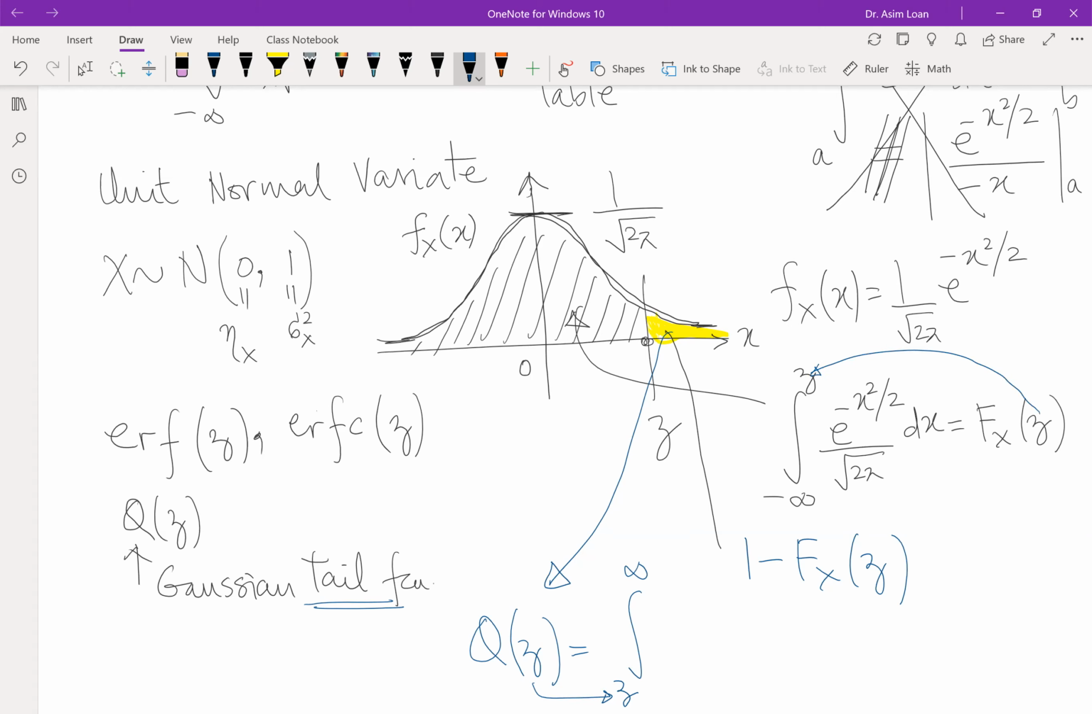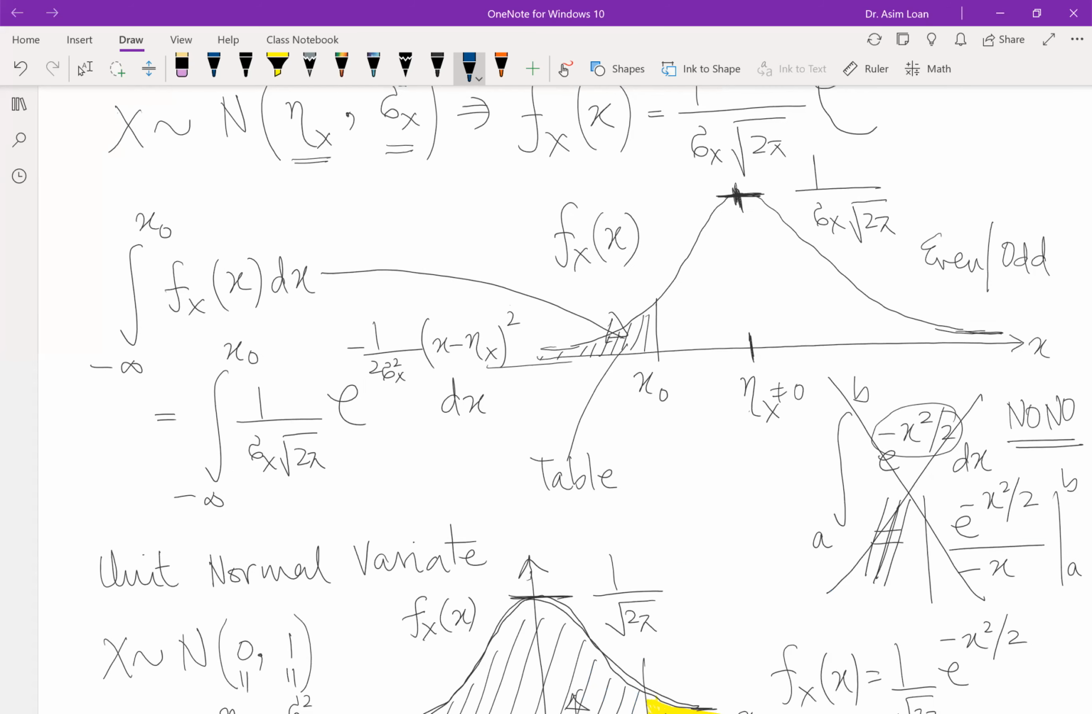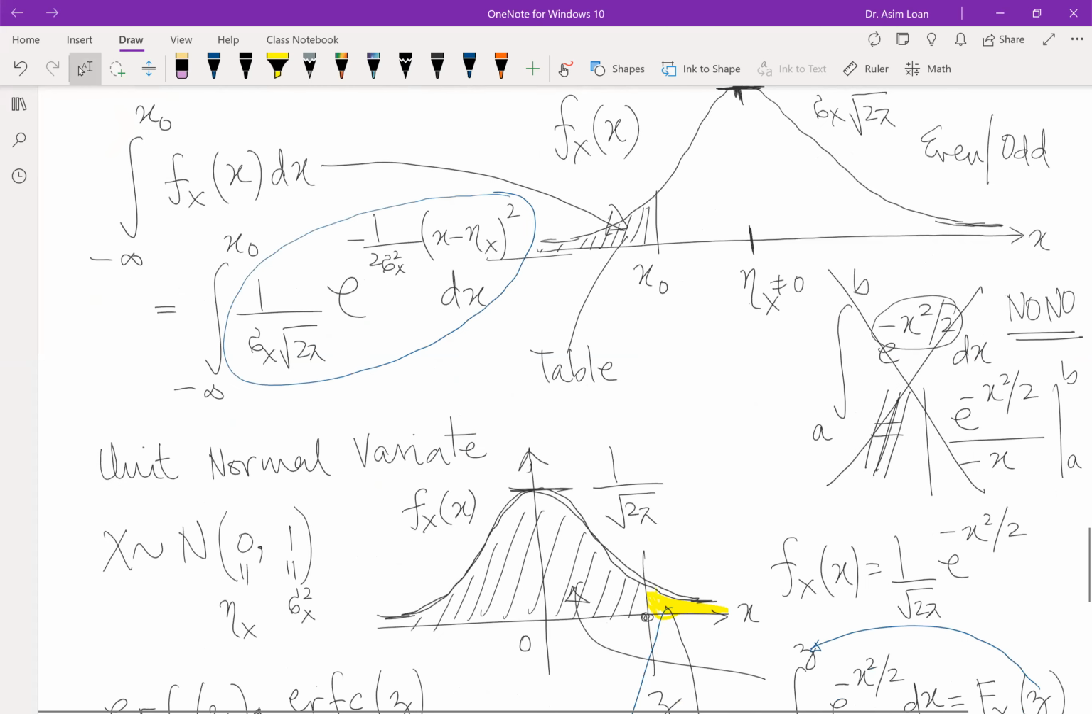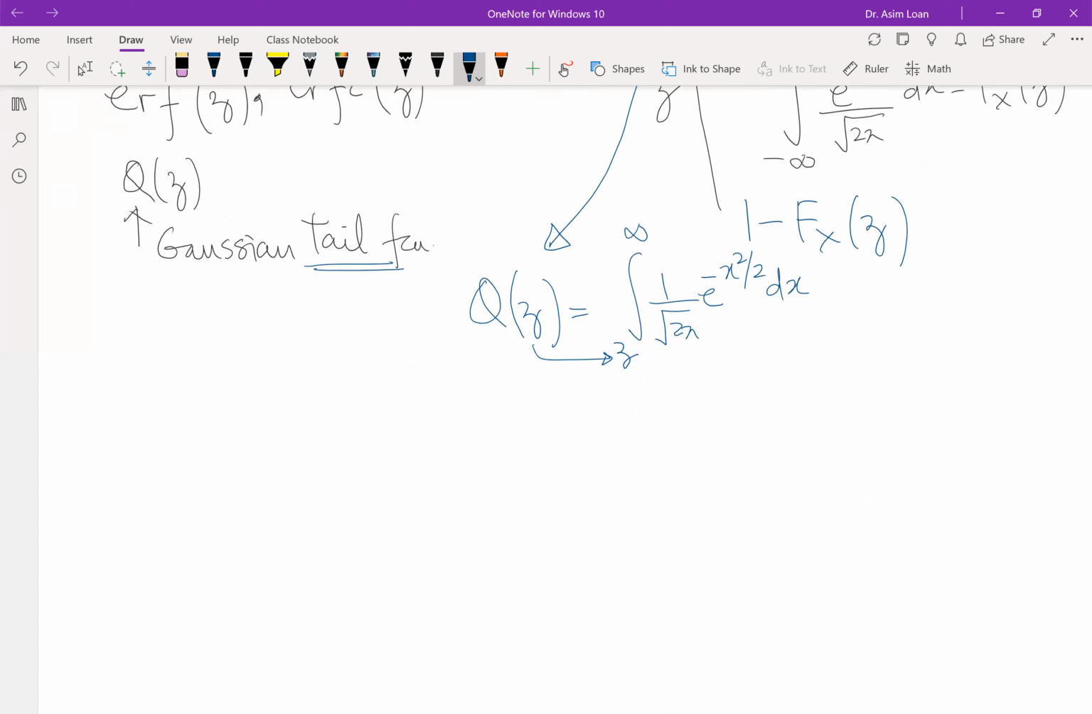So q of z is from z to infinity 1 over root 2 pi e minus x square over 2 dx. And by the way, whenever you are integrating, you can always do a change of variable. You will ask how this is related to this one. For that, it's much simpler. So let me write it here, just so that you don't get confused. This is 1 over sigma x under root 2 pi.